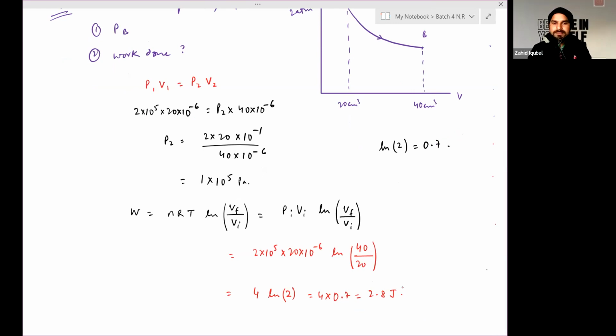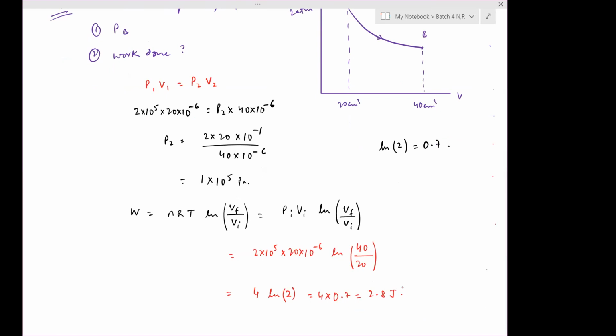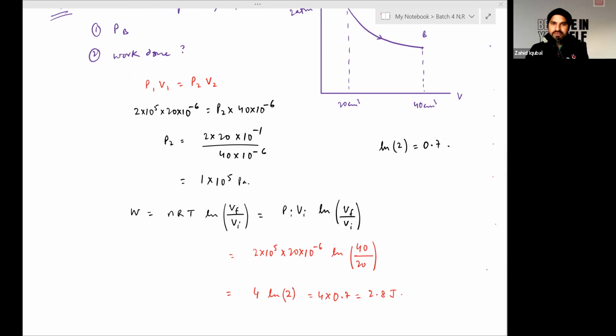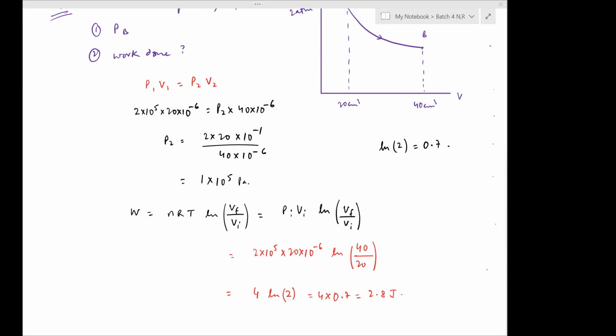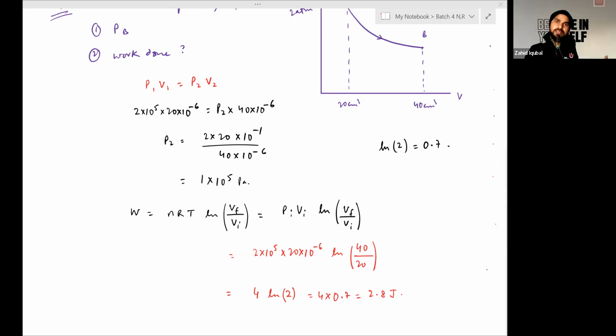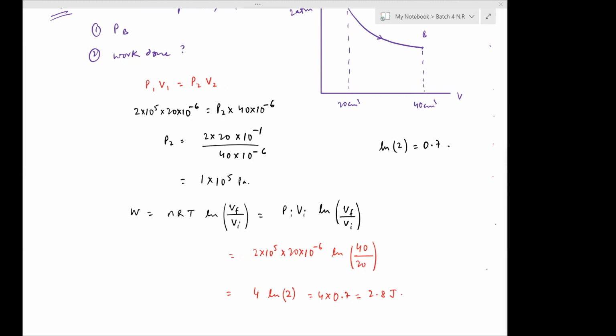Is it clear? Sir, why is it P initial and V initial? You may write P final, V final. You have to take the product of P and V at any instant, since PV is equal to nRT. Good.